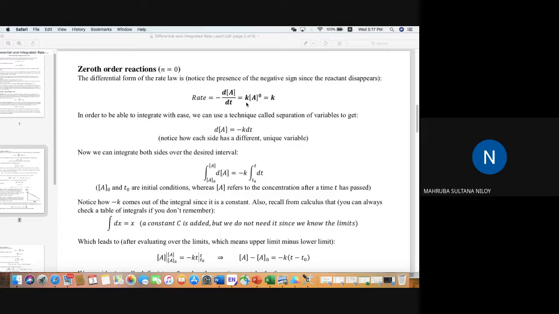So if we consider a zero order reaction, then we know that the rate changes with the concentration to the power zero. That's why it's a zero order reaction, right? When something is to the power zero, it means one, right? Yes, sir. So for the zero order reaction, we get an equation like this: change of the concentration equals a constant.